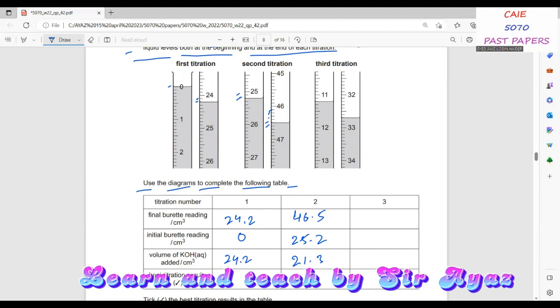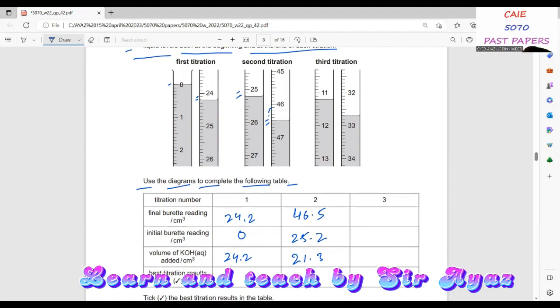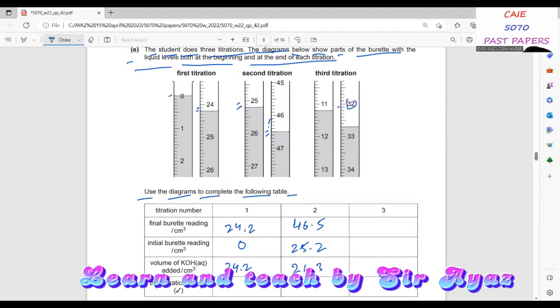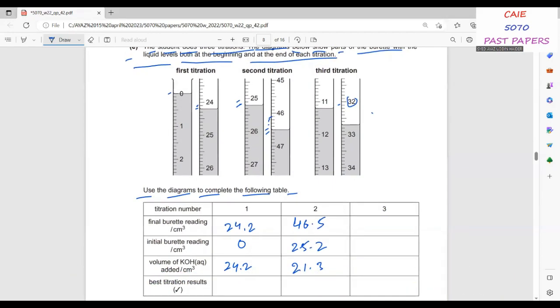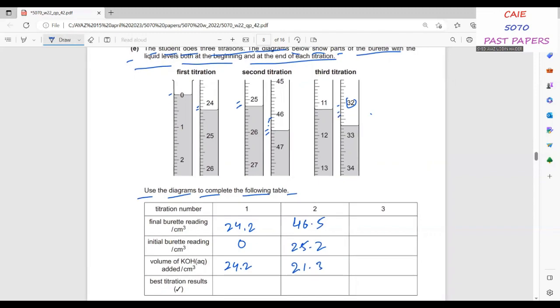For the third titration, the final burette reading will be 32.7. The initial reading will be 11.2. So let's see the difference between these two. 32.7 minus 11.2: 7 minus 2 will be 5, 2 minus 1 will be 1, 3 minus 1 will be 2. So we get 21.5.